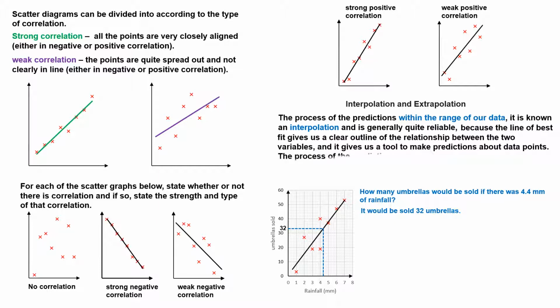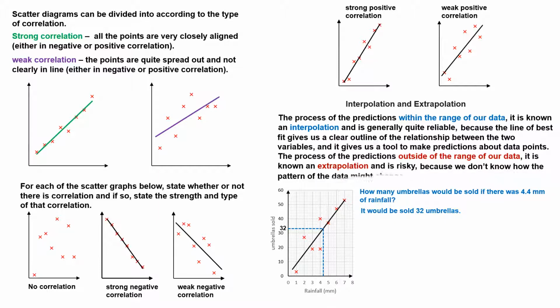The process of making predictions outside of the range of our data is known as extrapolation, and is risky because we don't know how the pattern of the data might change outside that range.